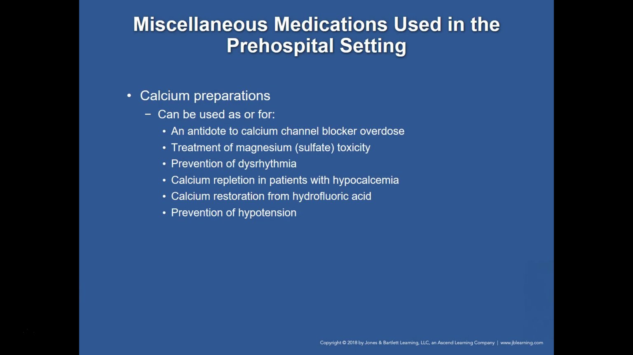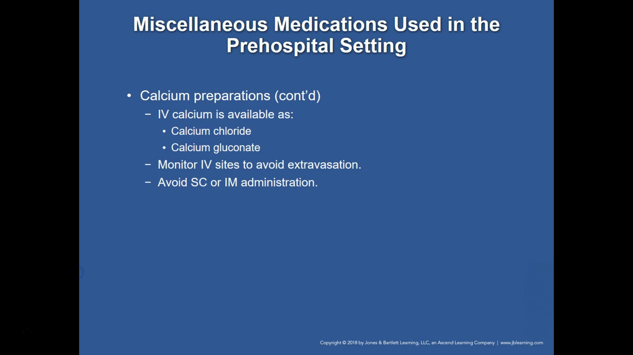And then there are some calcium preparations under miscellaneous medications used in the pre-hospital setting. We use calcium, like calcium chloride and calcium gluconate, as an antidote for calcium channel blocker overdoses, and for treatment of magnesium sulfate toxicity, which is usually calcium gluconate. Also for prevention of dysrhythmias, calcium repletion in patients with hypokalemia, calcium restoration from hydrofluoric acid, and prevention of hypotension.